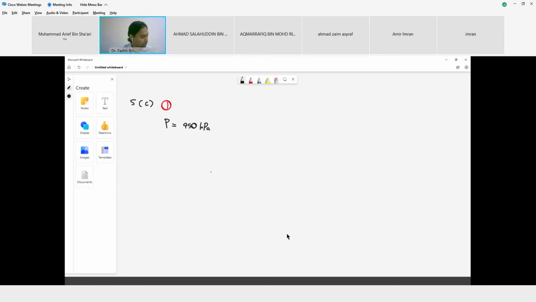Okay, pressure is given. Next is X. X is given. So X here is 0. Kosong. Okay, so we have done step number 1. Step number 2: draw the PV or TV diagram.